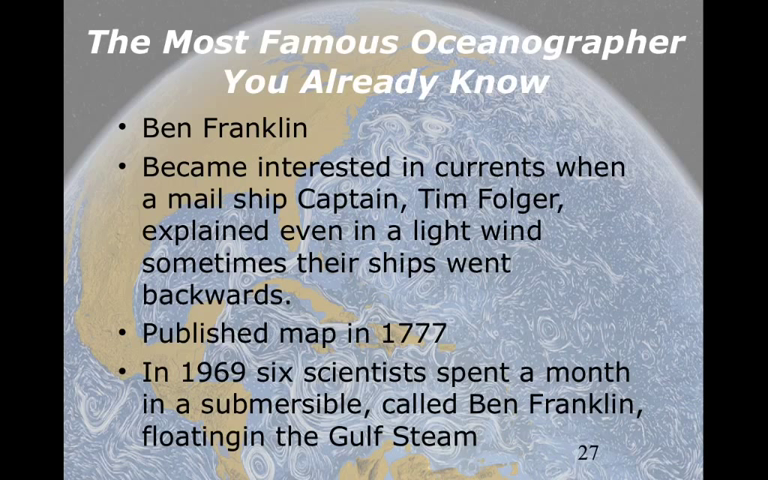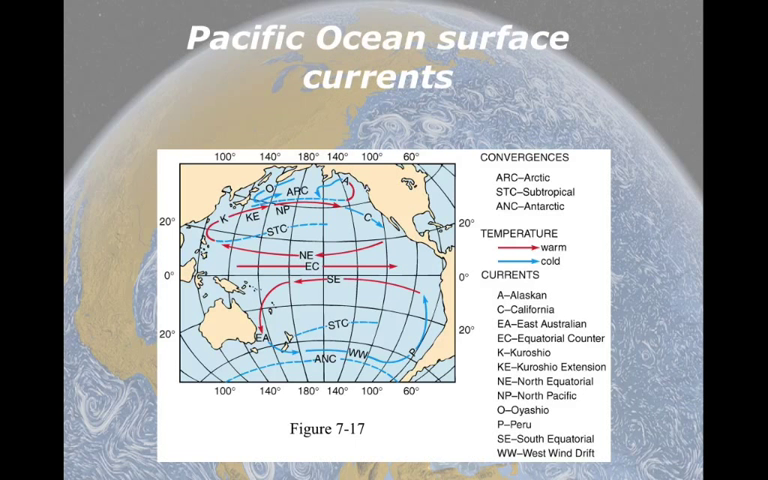To commemorate this, in 1969, a bunch of scientists got in a little submersible they called the Ben Franklin, and then spent a month floating around in the Gulf Stream, which sounds really boring, but this was a really big landmark in physical oceanography. So I need you to know Ben Franklin and his contribution to PhysOcean. So I'm going to stop this video here. We'll do the rest on the next video.